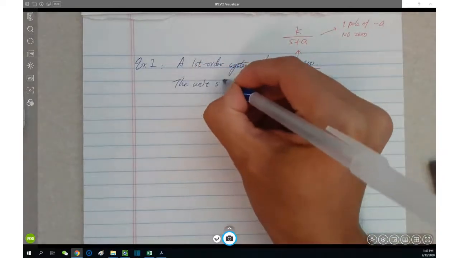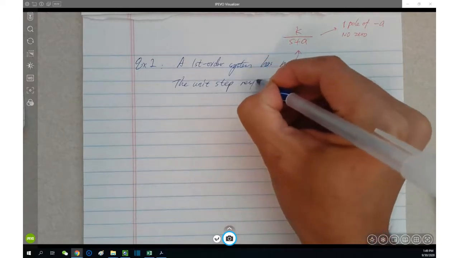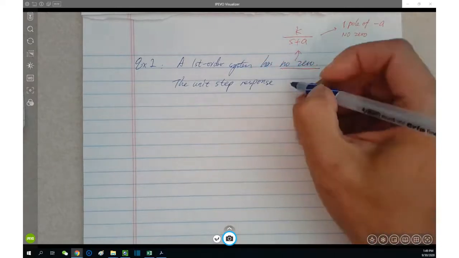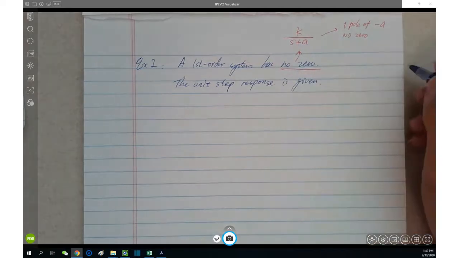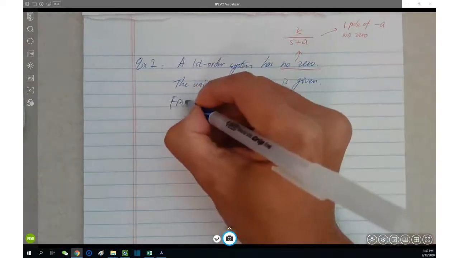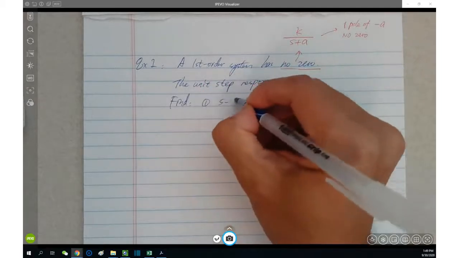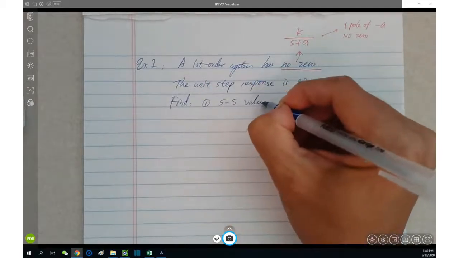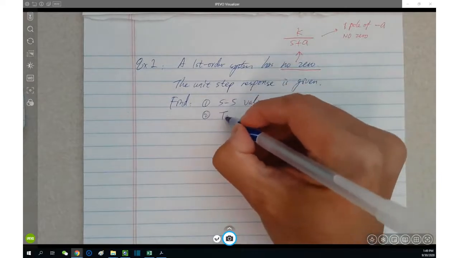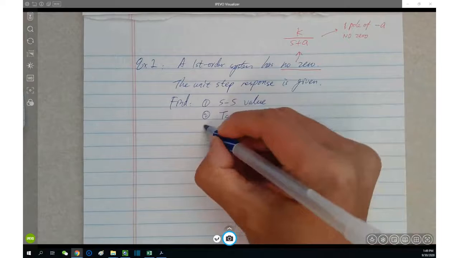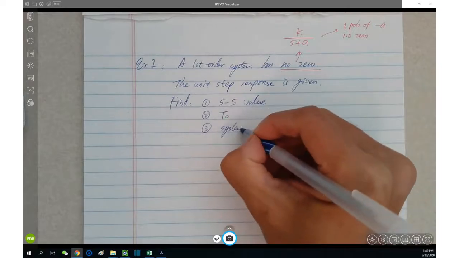Unit step response is given, and then find: one, what is the steady state value? Second, what is the time constant, Tc? Third, find the system transfer function.